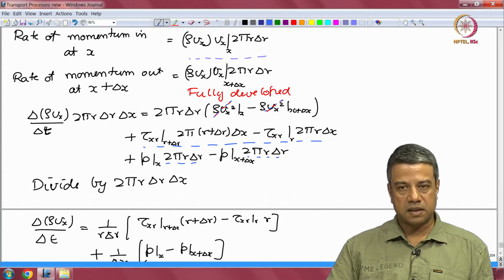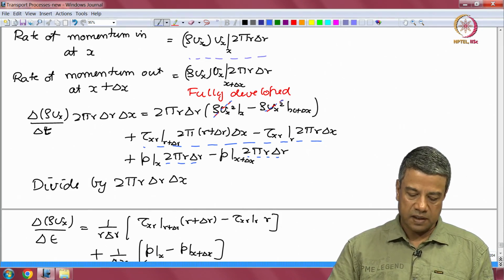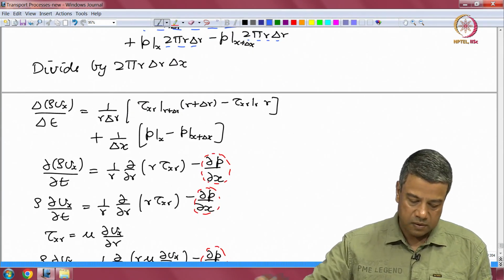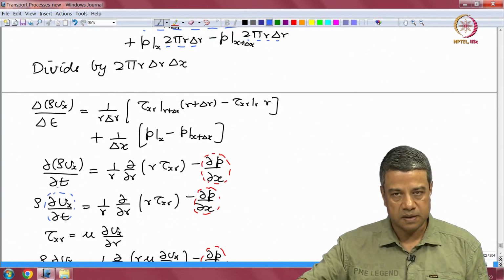Because density is a constant and Vx is independent of x. It is not independent of time, however, therefore you do have this term on the left side, for an incompressible flow.